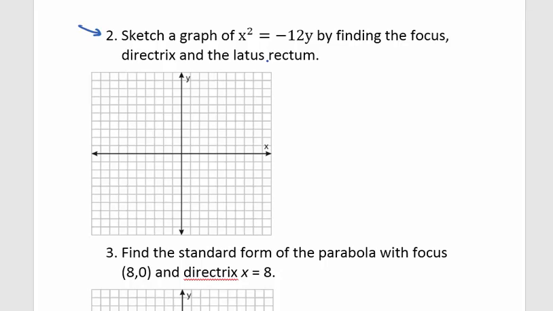So go ahead and pause your video player now and sketch a graph of this parabola. When you're done, hit play to see how you did.